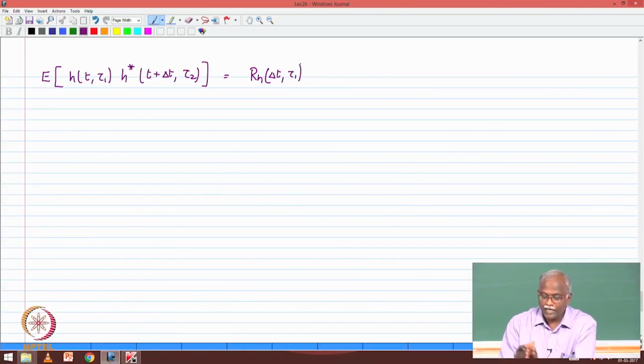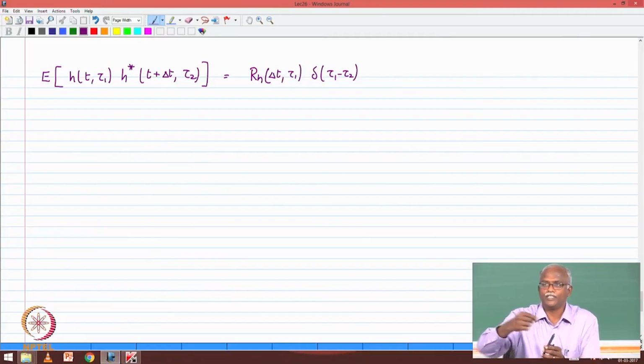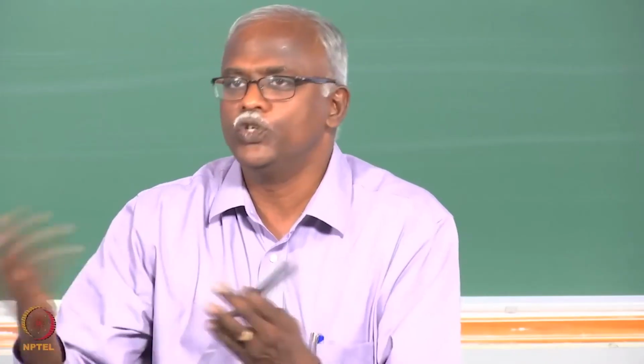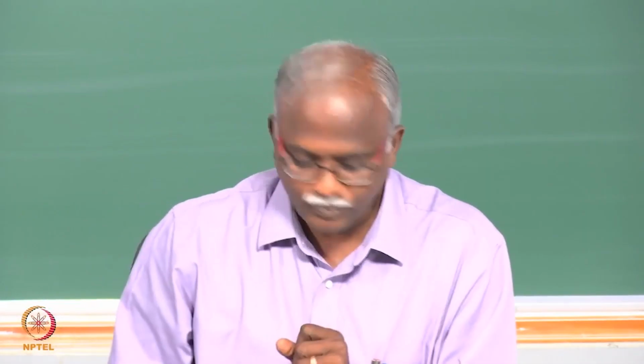But if they are not the same, there is no correlation between the two, therefore the correlation is 0. So I multiply this by delta of tau 1 minus tau 2. So the correlation exists only if you look across the same delay. If you try to correlate the channel at tau 1 with the channel at tau 2, there does not exist any correlation, because those two are coming from different sets of interacting objects and therefore no correlation exists between the two.